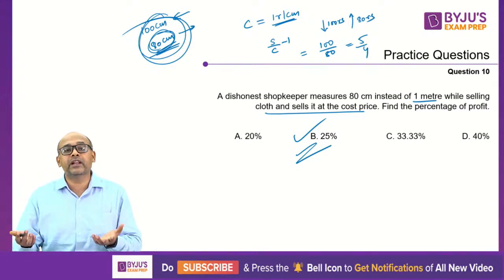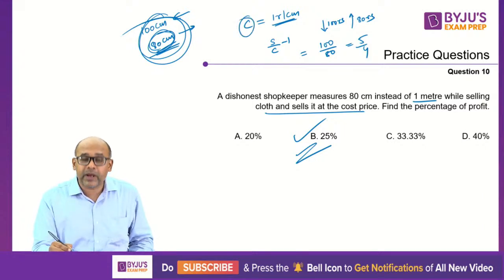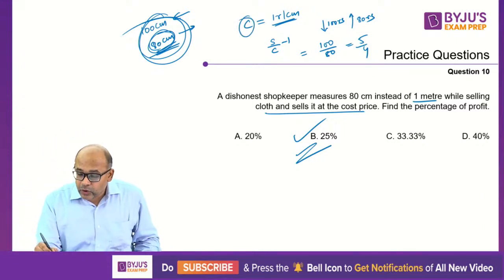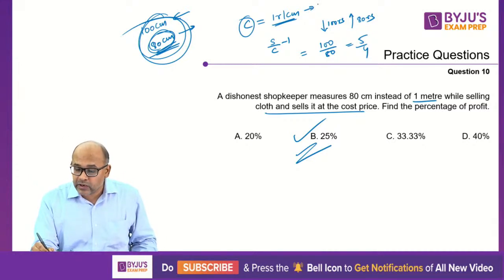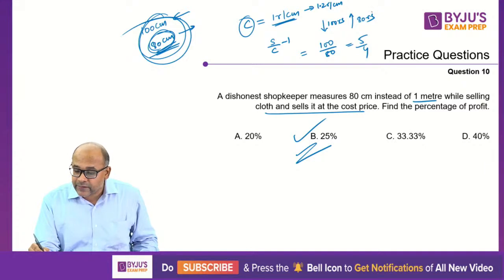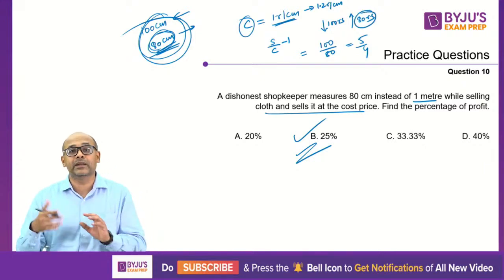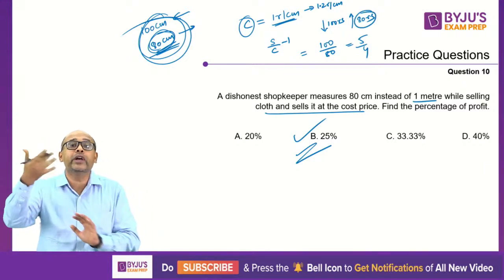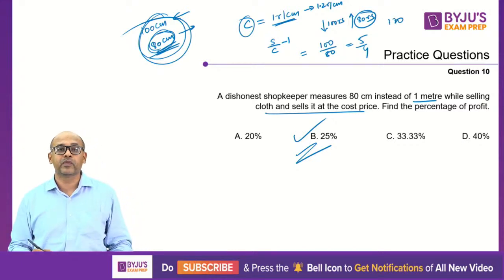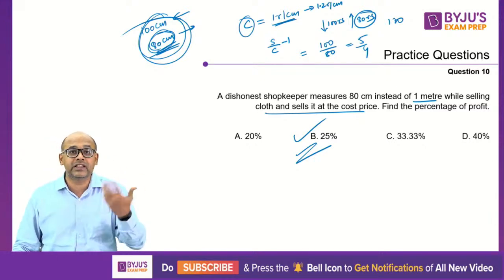I can also complicate this by saying that the cost price is increased by 20%. Which means this 1 rupee that I am buying, I am selling at 1.2 rupees per centimeter. So if I am selling 80 centimeters, I will show it as 100 centimeters. So I will collect 120 rupees from them. It is not 80 into 1.2 because I am telling them that it is 100. That is the cheating, right?